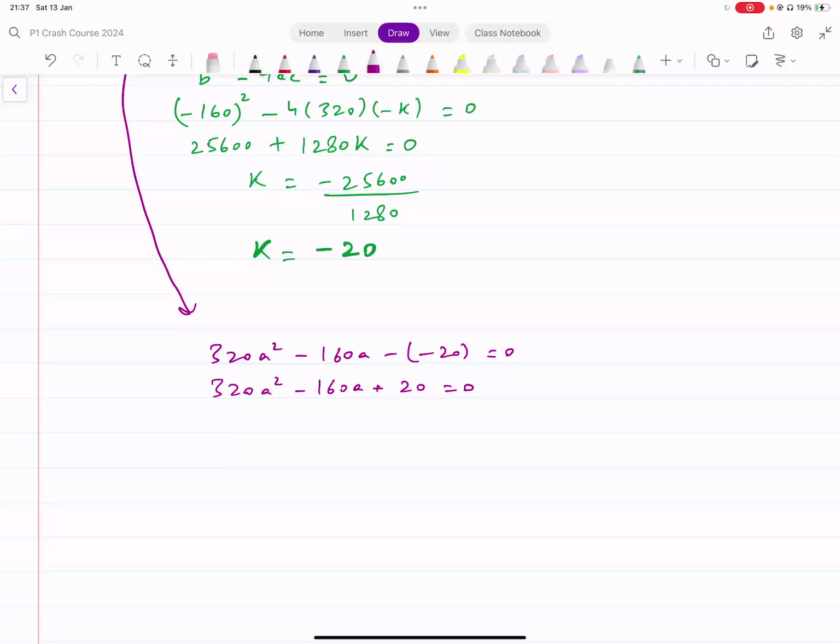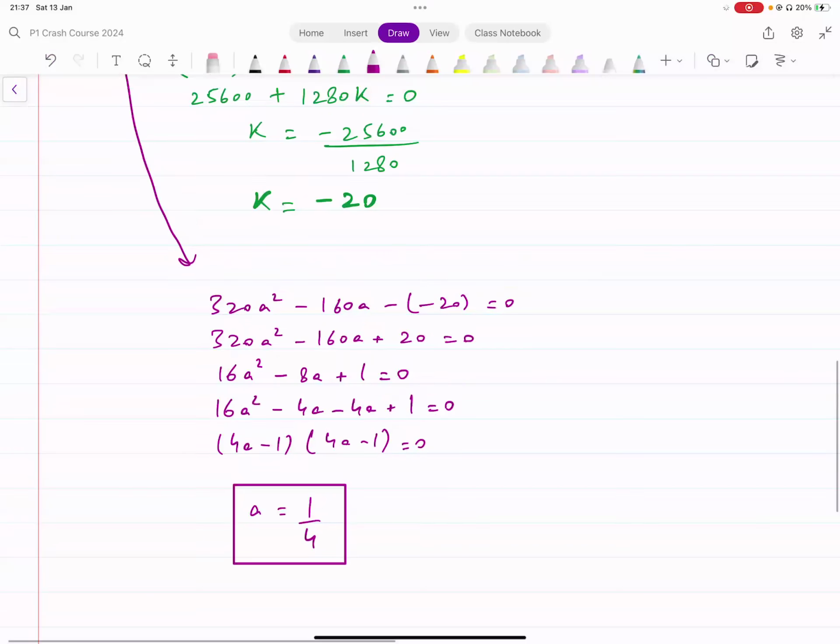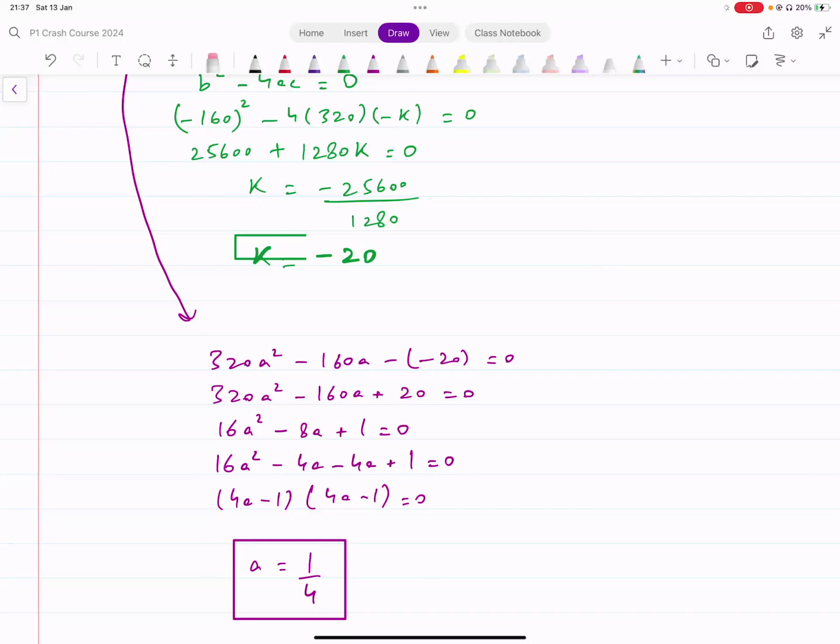That is going to give you 16a squared minus 8a plus 1 equals 0. You can see if you can factorize this, and you can, because 16a squared minus 8a plus 1 equals 0 gives you two factors, 4a minus 1 and 4a minus 1, which are the same factors. The value of a turns out to be 1 over 4. And that's the value of a that we get. That was a pretty tricky question, but a good one. You needed concepts of quadratics for this.